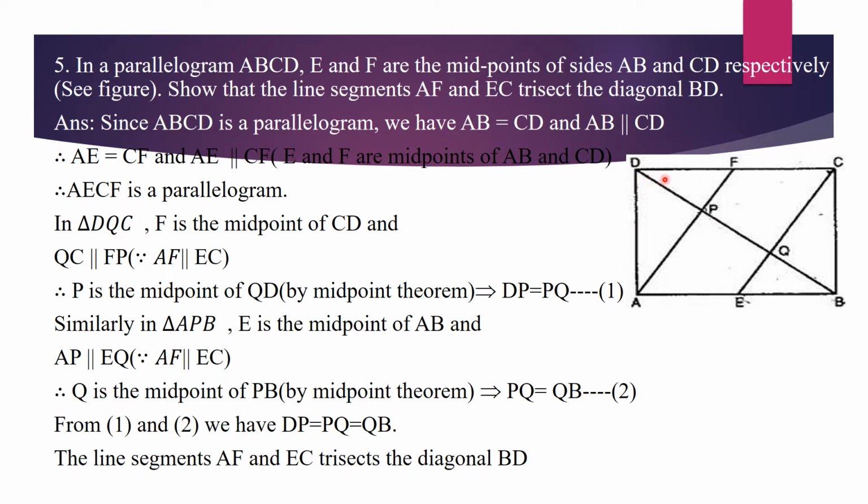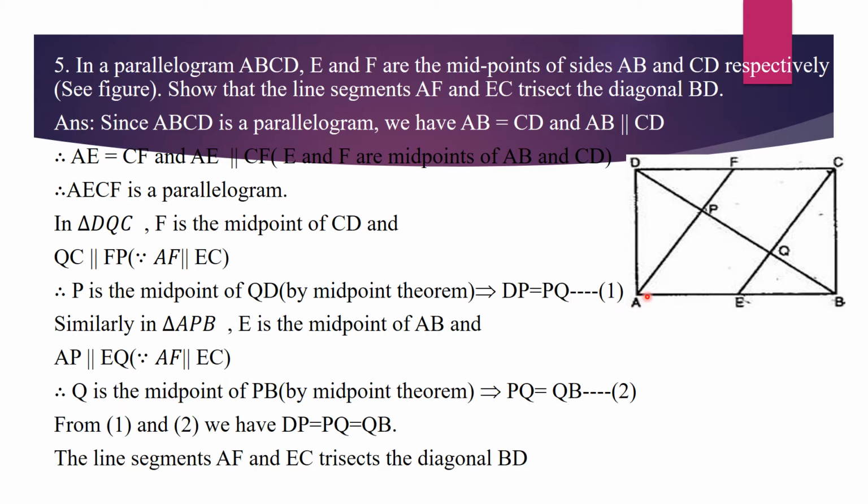Now, let us consider the triangle DQC where F is the midpoint of CD and FP is parallel to CQ. Since AECF is a parallelogram, AF will be parallel to CE and therefore we can write PF is parallel to CQ. Using the converse of midpoint theorem, we can write P bisects DQ, that is DP is equal to PQ. Consider that as equation number 1.